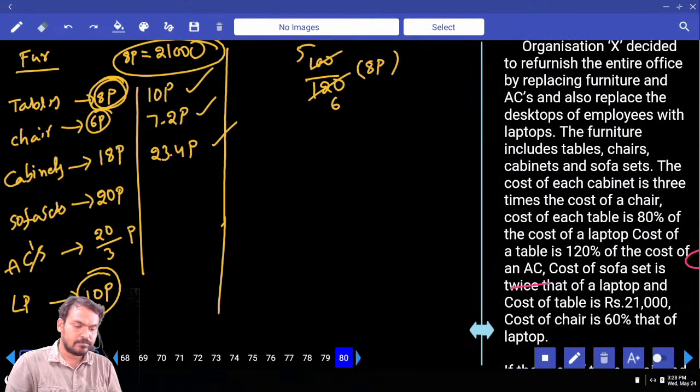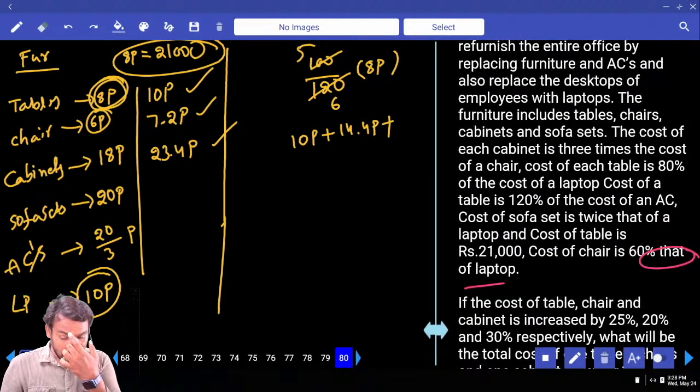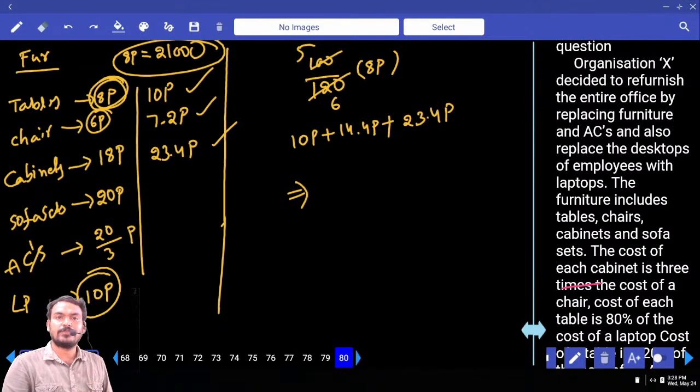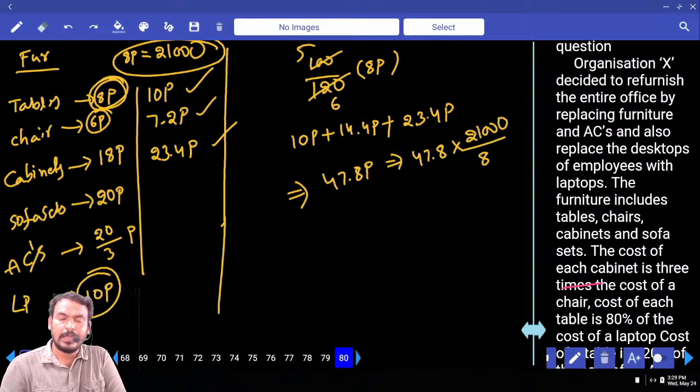One table means 10 parts. Two chairs means 14.4. 10 parts plus 14.4 parts plus one cabinet 23.4. Total it is how much? 23 plus 14, 37 plus 10, 47.8 parts. Then we return 47.8 multiplied by 21,000 divided by how much? 8.